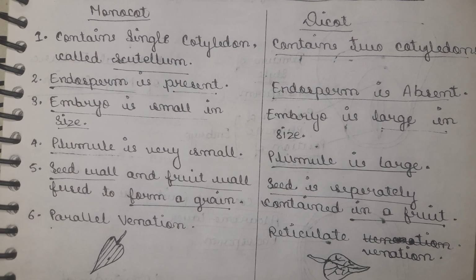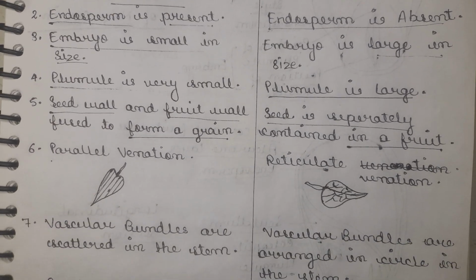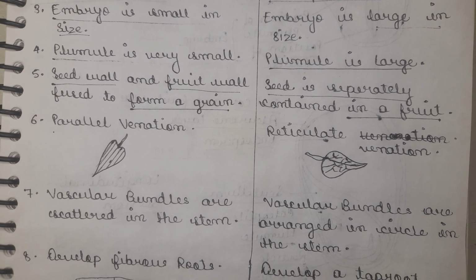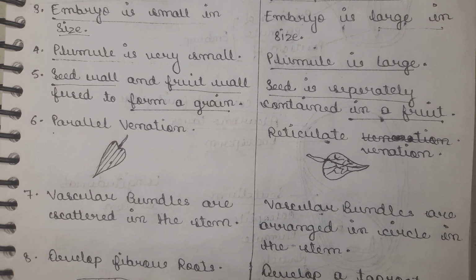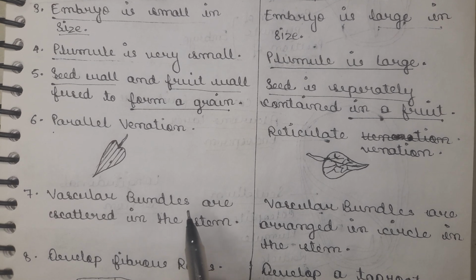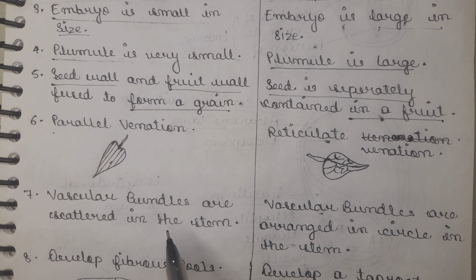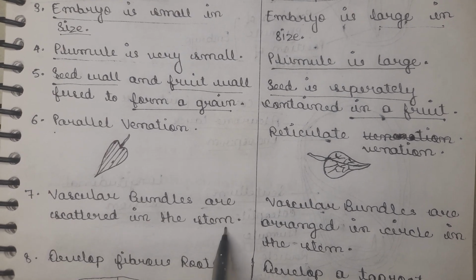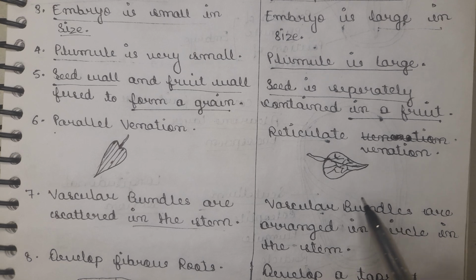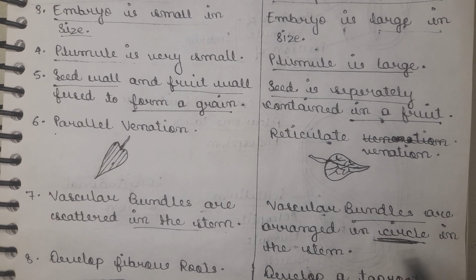Now the main difference between these seeds is on the basis of the vascular bundles. What are these vascular bundles? These vascular bundles are the conducting vessels in the stem or the leaves of a plant, for the transport of food and water inside the plant, for the survival of the plant. These vascular bundles are scattered all over the stem in the monocot seed, but in the dicot seed, these vascular bundles are arranged in a circle inside the stem.